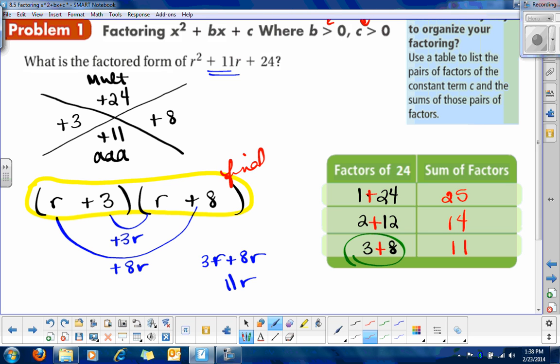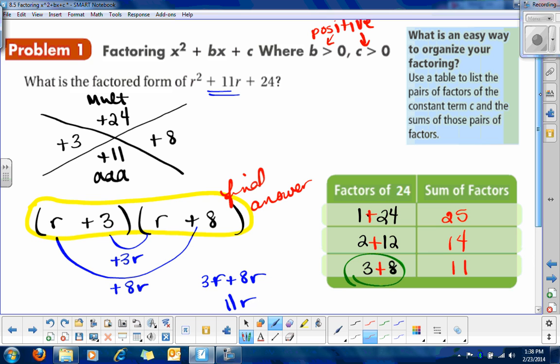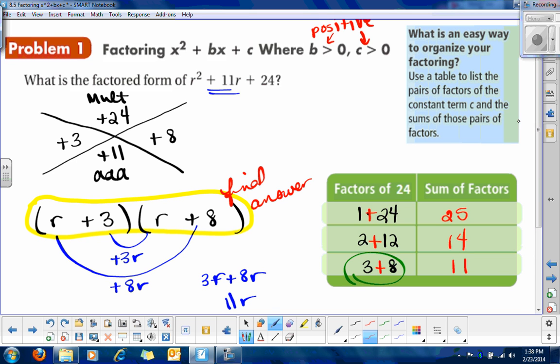Okay. So you can pause the video and review problem 1 if you need to, or let's go on to problem 2.